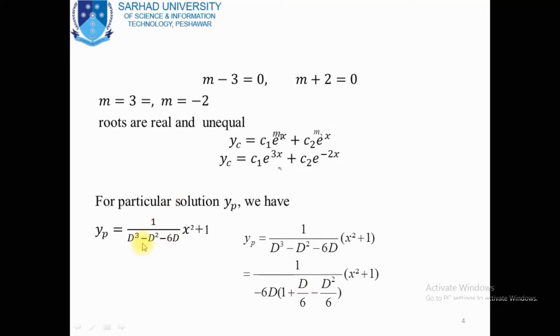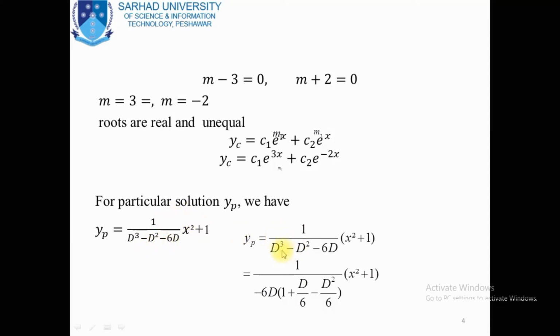So this is the given differential operator D cube minus D square minus 6D, and 1 over D cube minus D square minus 6D is treated as an integration. So we apply the integral operator 1 over D cube minus D square minus 6D on the polynomial x plus 1.